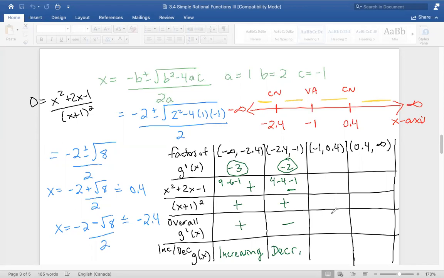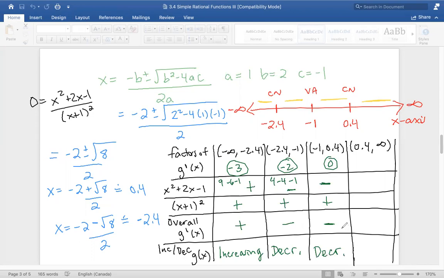Between -1 and positive 0.4, there's a 0 in there. 0 squared 0 plus 2 times 0, so that's going to be a -1. So that's going to be a negative. 0 plus 1, 1 squared is positive. So again, that's going to be negative when you divide them, and that interval is decreasing as well.